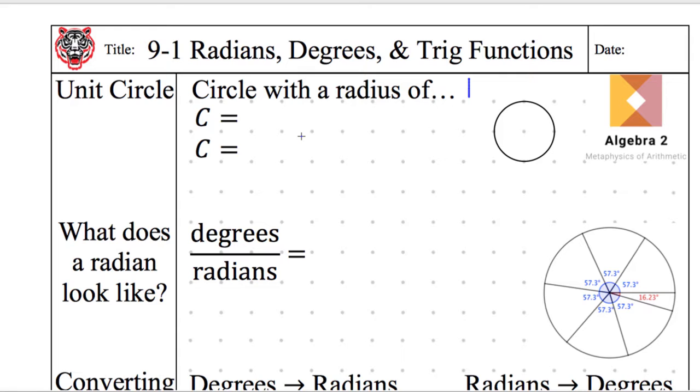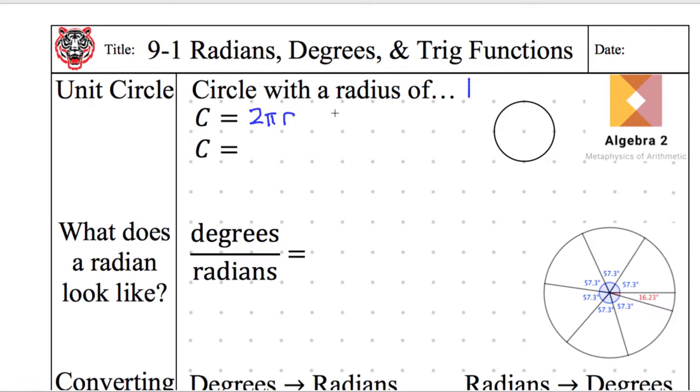So far, so good? All right. Review. Circumference. How do I find circumference? What's the formula for circumference? Has it been that long from geometry? Yeah. It's 2 pi r.